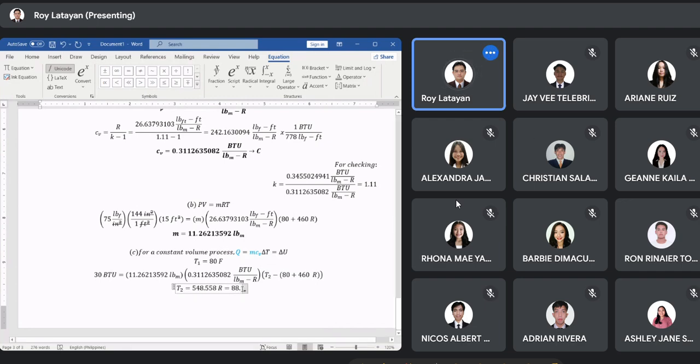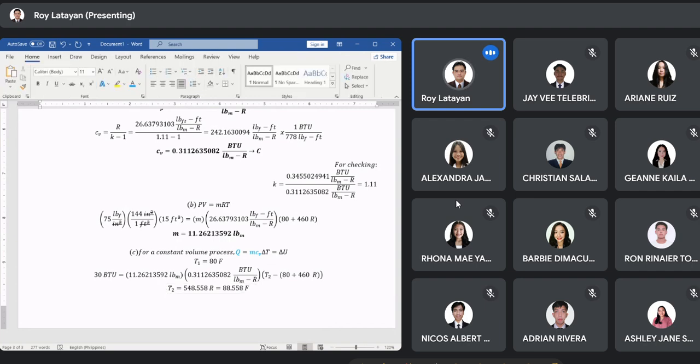Tumaas lang ng 8 Fahrenheit. Okay. Now. So, ito yung temperature.